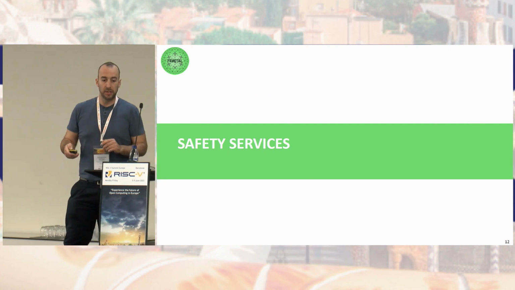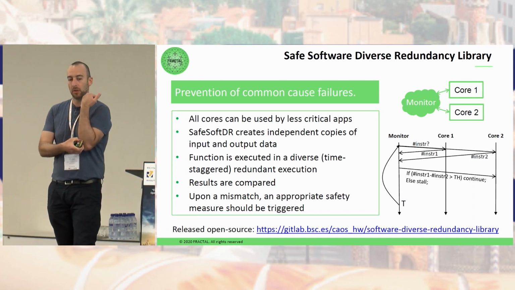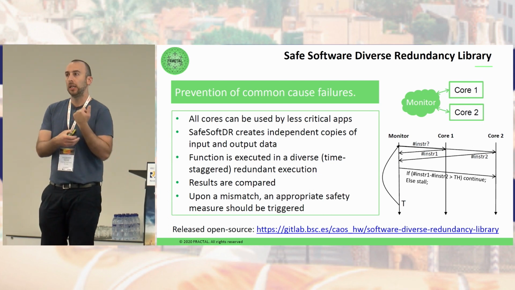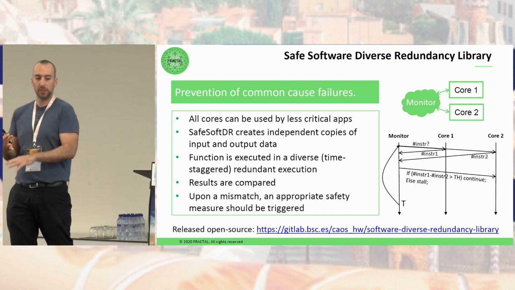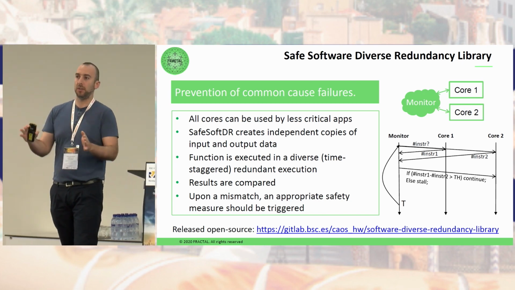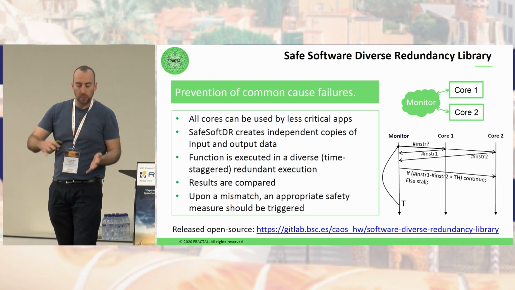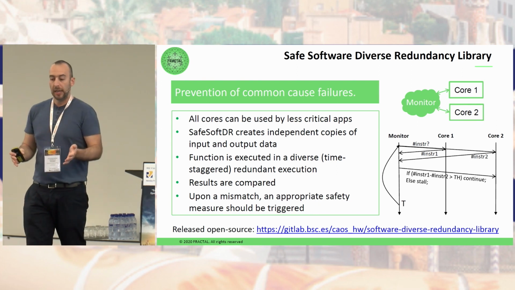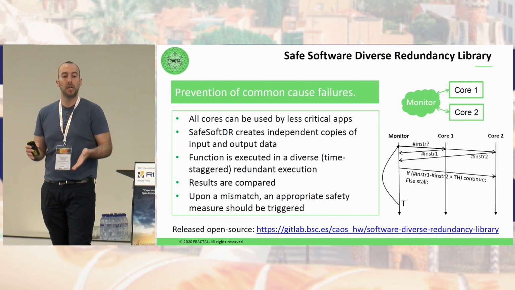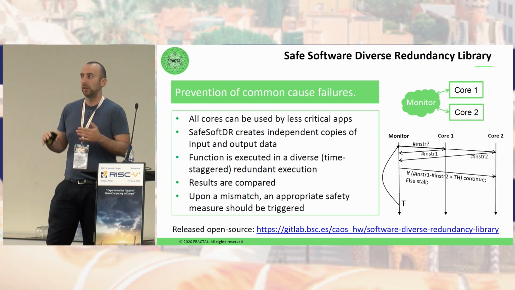Now we'll jump to the safety services. This is the part of the personal supercomputing, and the idea behind it is to have a functionality to which we add these two properties, diversity and redundancy, in a library. For example, when we have our functionality, it is encapsulated in a wrapper function that harmonizes these inputs and outputs, creates independent copies of inputs and outputs, and executes in a diverse and redundant execution.